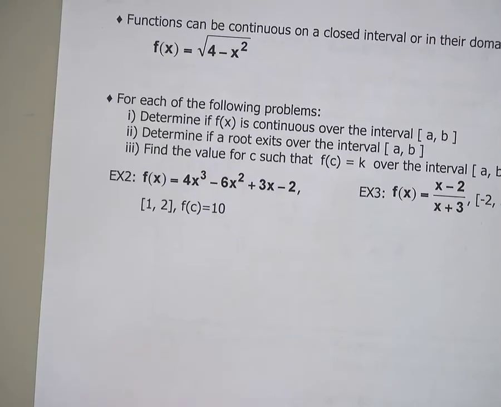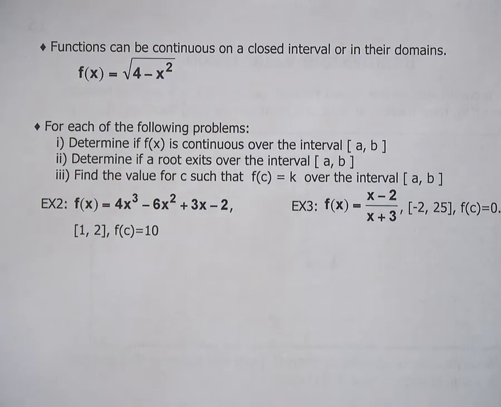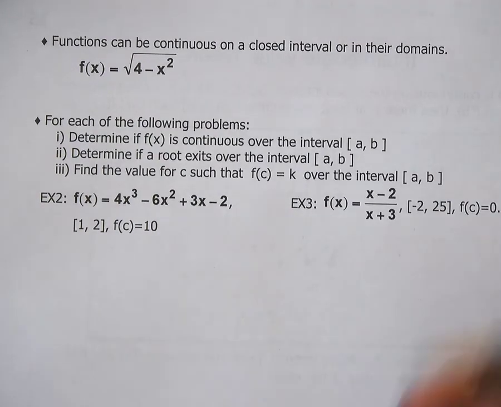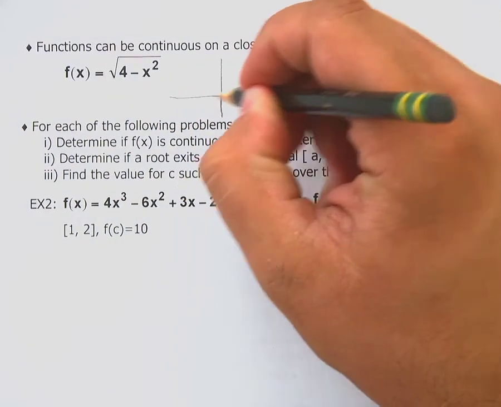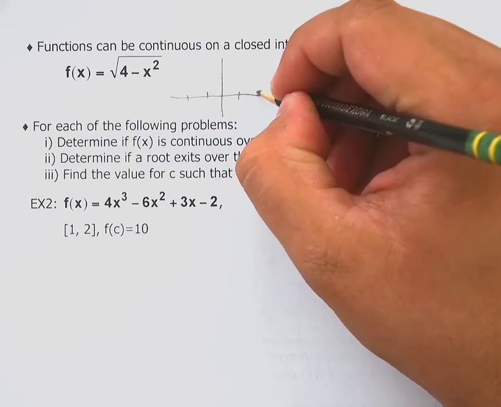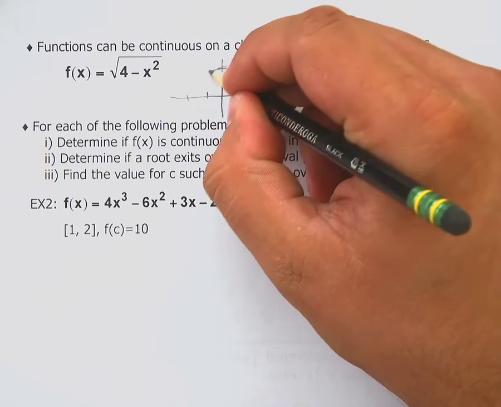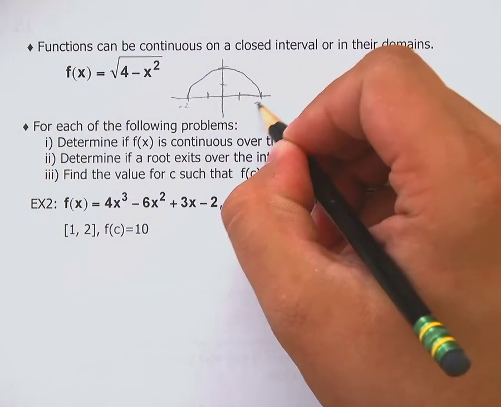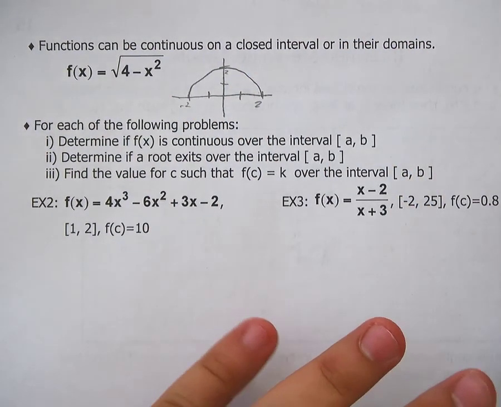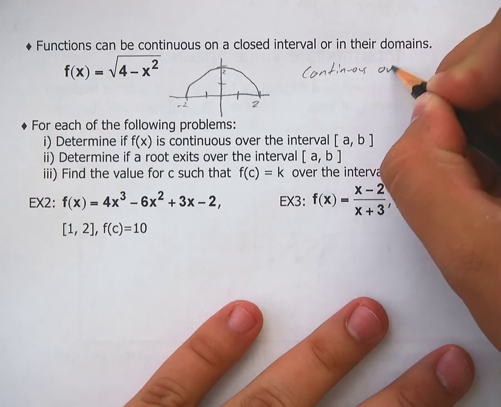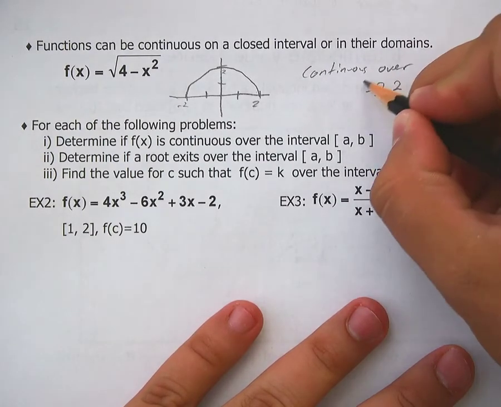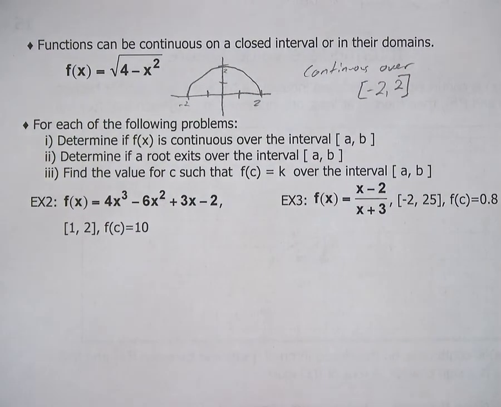Let's go to the back. Functions can be continuous on closed intervals or in their domains. They don't have to be continuous over the entire thing, just on the interval we pick. For example, this guy right here. This is a semicircle with a radius of 2. So basically it looks like this, with -2, 2, 2. So it's a semicircle. This semicircle is continuous over the interval -2 to 2, which also happens to be its domain, right?